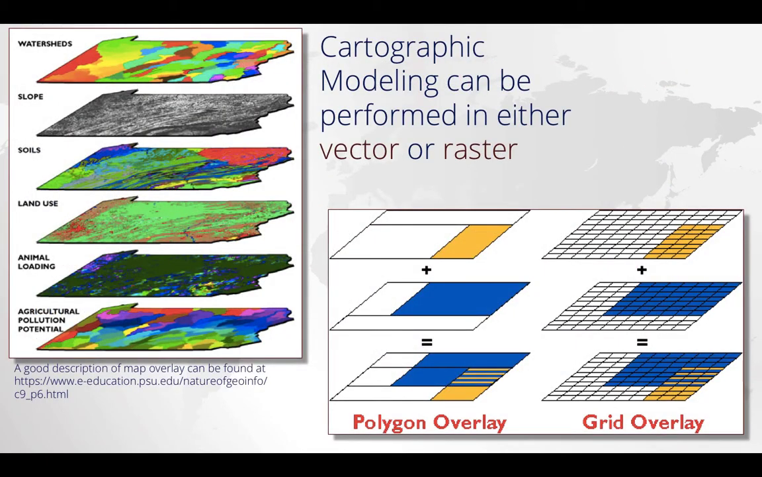Just something that's probably obvious, but I'm putting this slide in here just for completeness, is that cartographic modeling can be performed in either vector or raster. In the way back history, it was probably performed in one or the other. Today, you can put both data types into the same cartographic model.